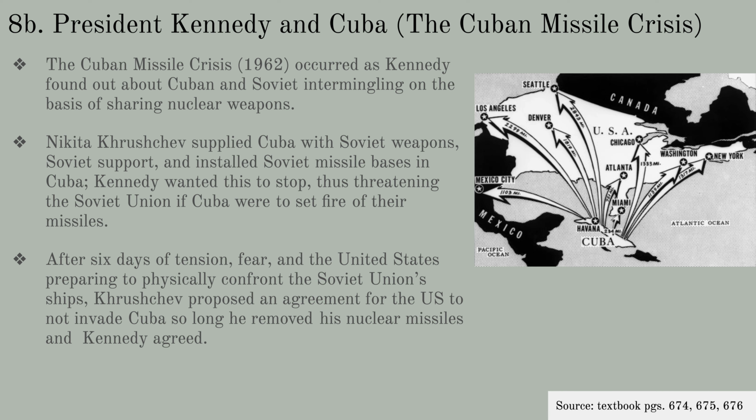8B, President Kennedy in Cuba, the Cuban Missile Crisis. So, the Cuban Missile Crisis of 1962 occurred as Kennedy found out about Cuban and Soviet intermingling on the basis of sharing nuclear weapons. Nikita Khrushchev supplied Cuba with Soviet weapons, Soviet support, and installed Soviet missile bases in Cuba. Kennedy, wanting this to stop, threatened the Soviet Union if Cuba were to fire their missiles.